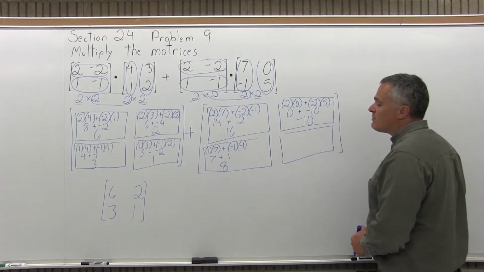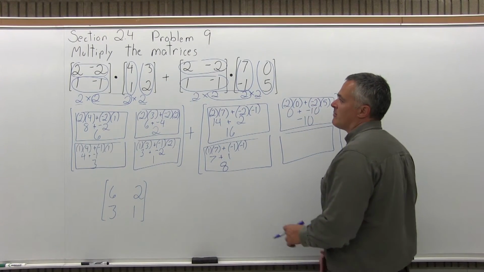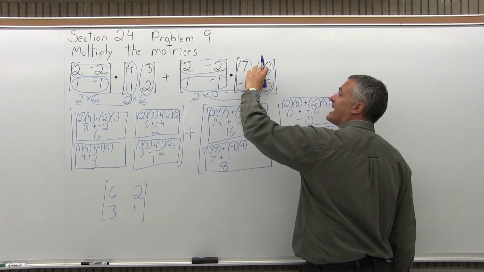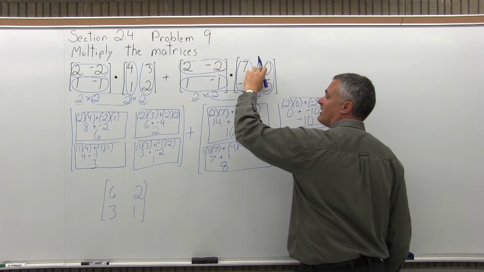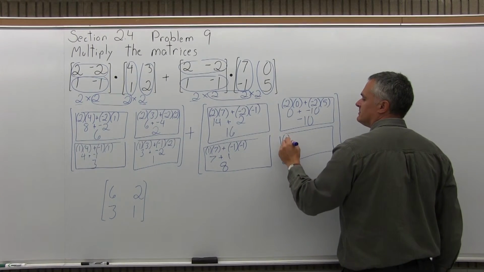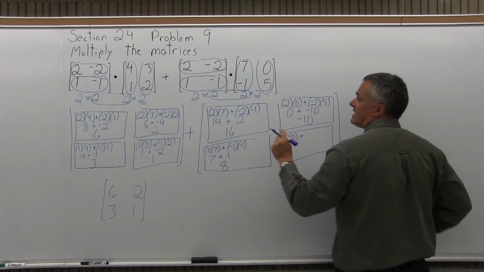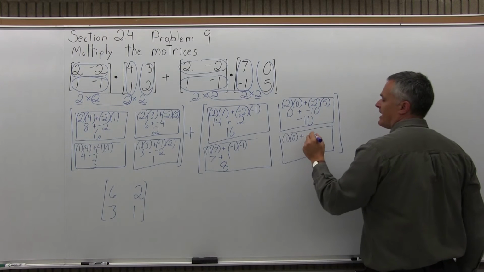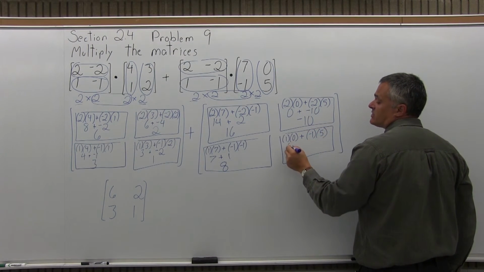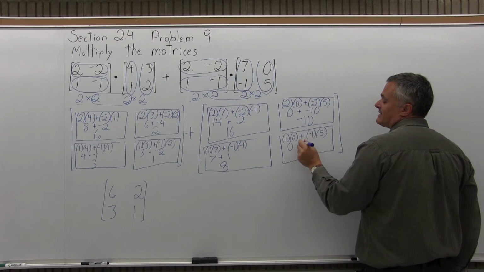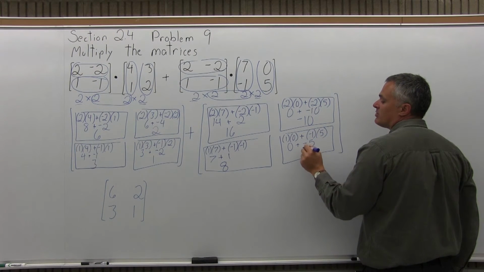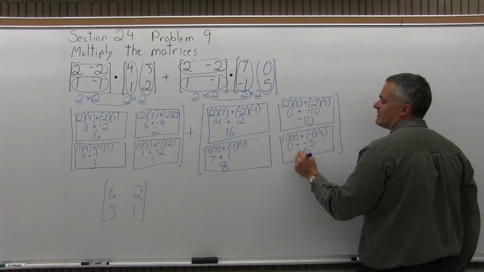And finally, one last box left to fill in for this problem. I'm going to do the bottom row of the first matrix, 1, negative 1, times the second column of the second matrix, 0, 5. So now first times first is 1 times 0, plus second times second is negative 1 times 5. So when I do first times first, 1 times 0 is 0. And then second times second, negative 1 times 5 is negative 5. So I have 0 plus a negative 5, which is minus 5.